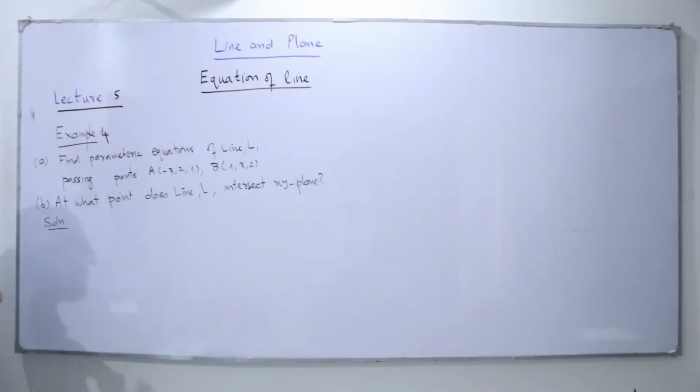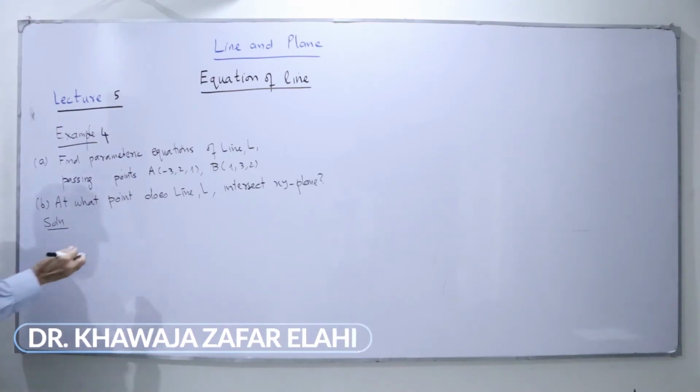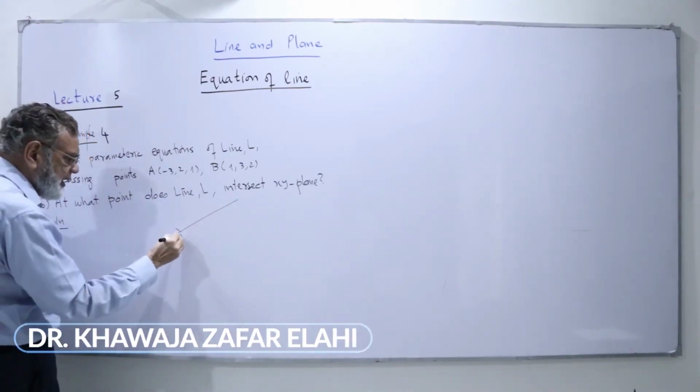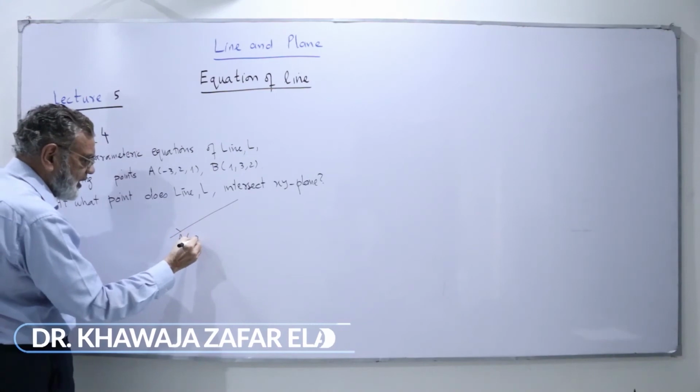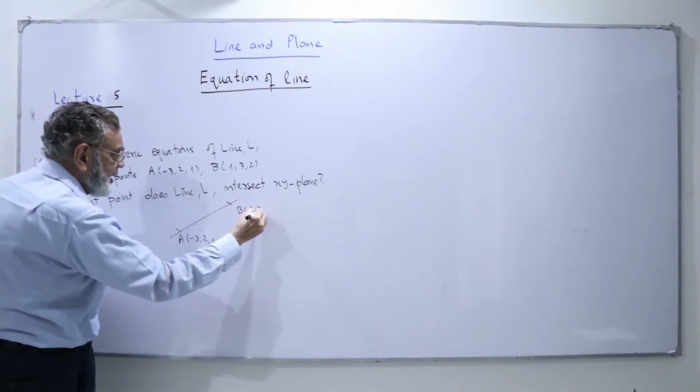Example, we want to find the parametric equation of the line L passing through this point. It is a similar example to one we have done before. We take the points A and B. The coordinates of point A are -3, 2, and 1, and the coordinates of point B are 1, 3, and 2.